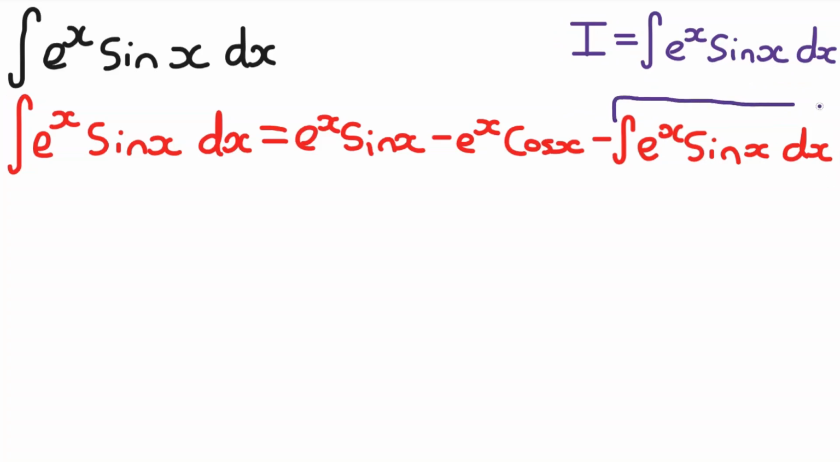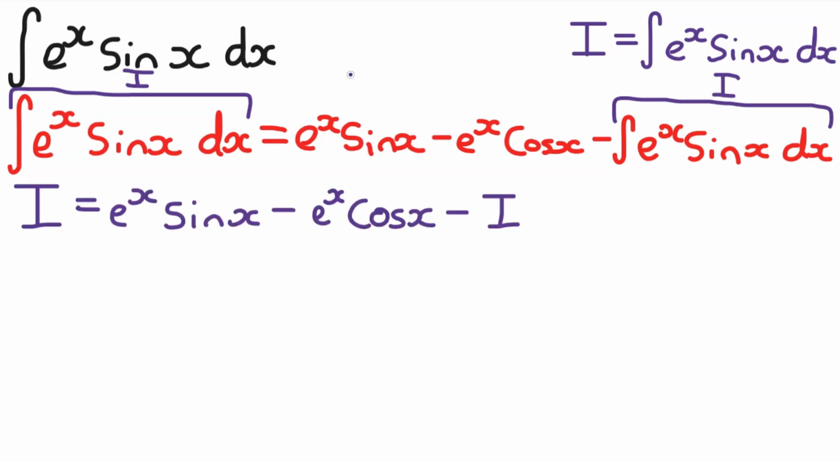Well, it comes up here, this integral of e to the power of x sin x dx, so we're going to sub this out for a capital I. And it also comes up here as well, this integral of e to the power of x sin x dx, so we're going to sub this out for a capital I as well. So therefore we can rewrite this equation here as capital I is equal to e to the power of x sin x minus e to the power of x cos x and then minus I.